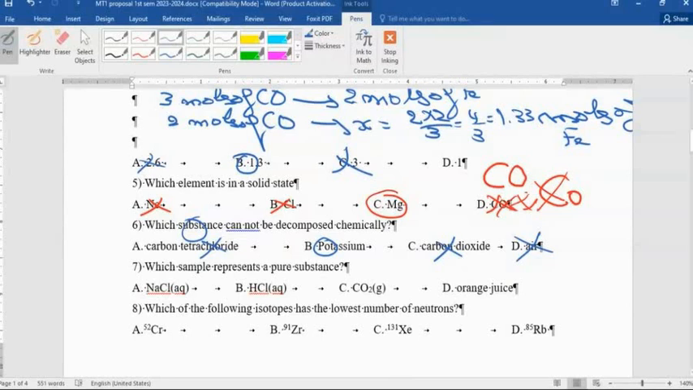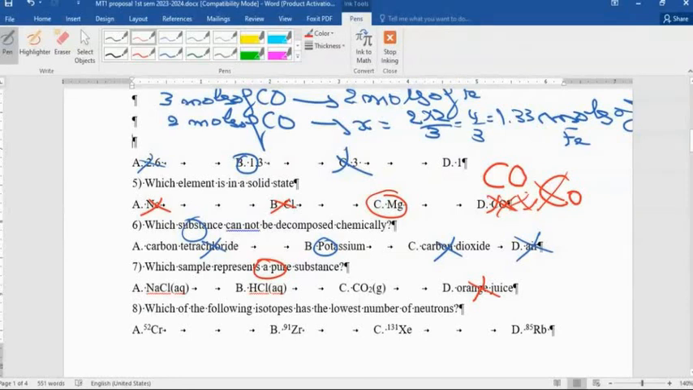Type now. Which sample presents a pure substance? I already did it in question number 6. A pure substance could be what? Could be an element or could be a compound. A pure substance means a single substance. Orange juice is a mixture, formed of more than one substance. So this one is wrong.